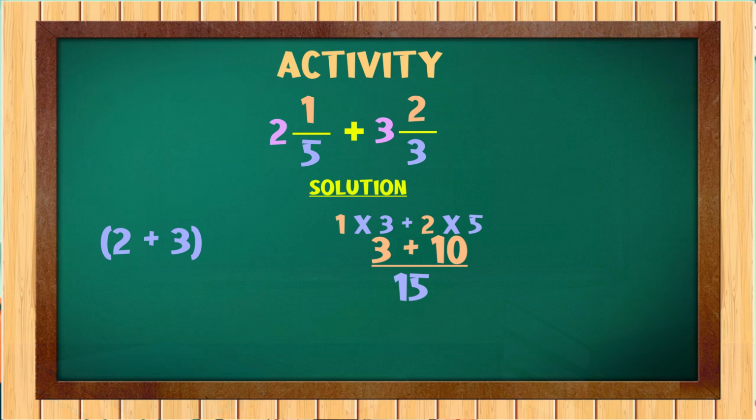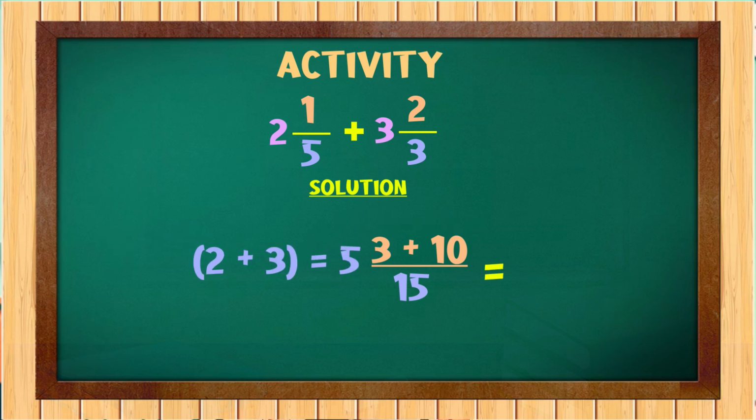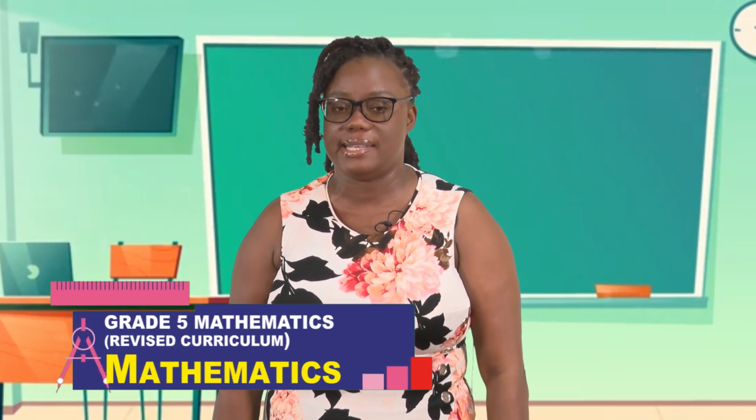Add your whole numbers. 2 plus 3 equals 5. 3 plus 10 equals 13. Our answer is 5 and 13/15. Is that fraction expressed in the simplest form? Yes, it is. So 2 and 1/5 plus 3 and 2/3 is equal to 5 and 13/15. Boys and girls, you have done excellent work today.